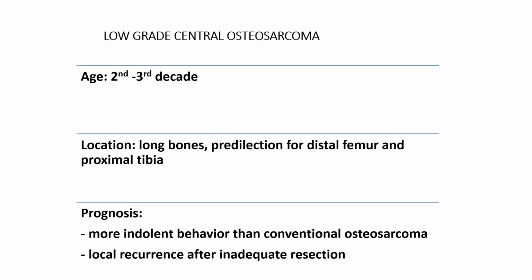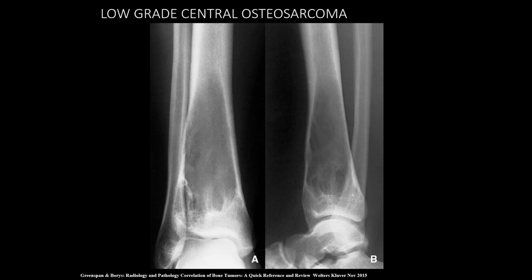Low-grade central osteosarcoma is mostly seen in patients in the second and third decades of life. Most common location is long bones with predilection for distal femur and proximal tibia. Low-grade central osteosarcoma has better prognosis than conventional osteosarcoma, however, may recur after inadequate resection. When recurring, it may show higher grade differentiation. X-ray slides show mixed lytic and sclerotic lesion of distal tibia with characteristic sclerotic rimming.